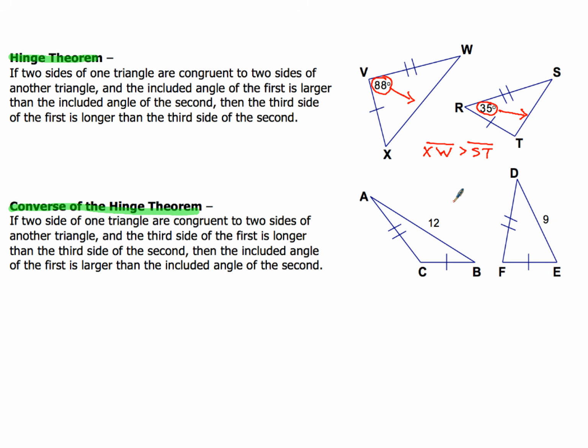Then the included angle of the first is larger than the included angle of the second. All right, so here we've got one side length of 12 and another side length of 9. The other two sides are both congruent. So what I'm looking at is the angles opposite, angle C here and angle F there. Well, which angle is going to be bigger, angle C or angle F? If you're thinking angle C, you are correct.